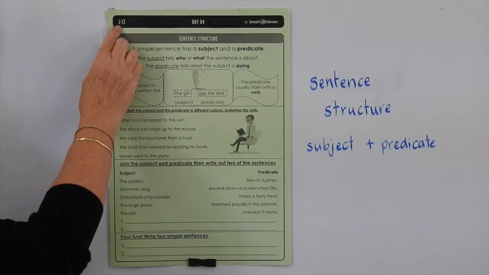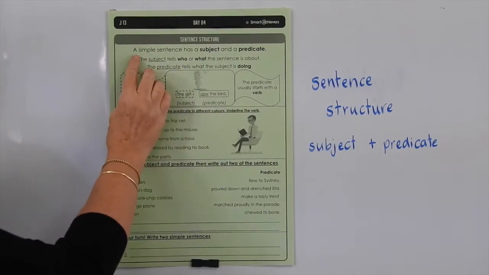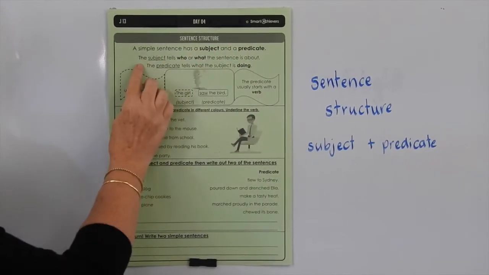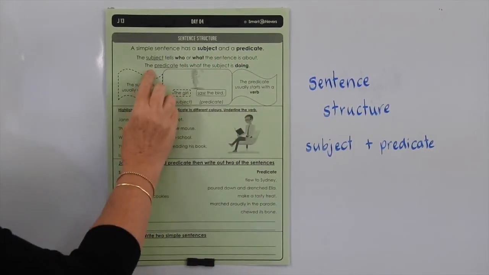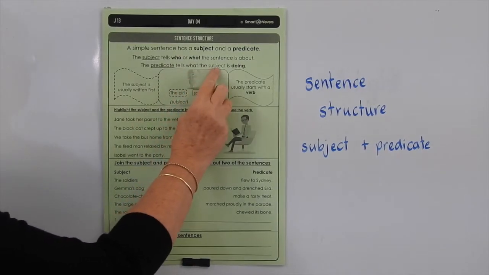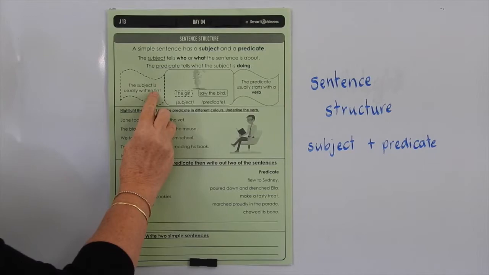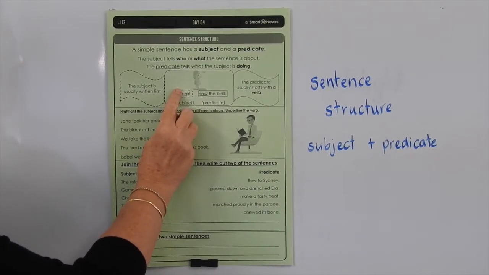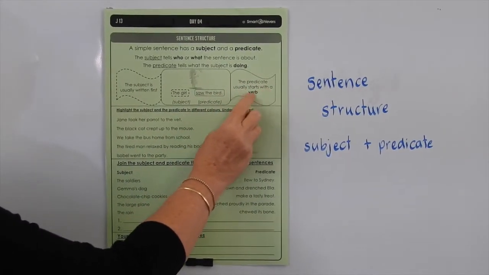This is level J, list 13, and we're doing day 4, and we're looking at sentence structure. So a simple sentence has a subject and a predicate. The subject tells who or what the sentence is about. The predicate tells us what the subject is doing. So the subject is usually written first. So we usually put who or what the sentence is about first, and then we say what they're doing. The predicate usually starts with a verb.